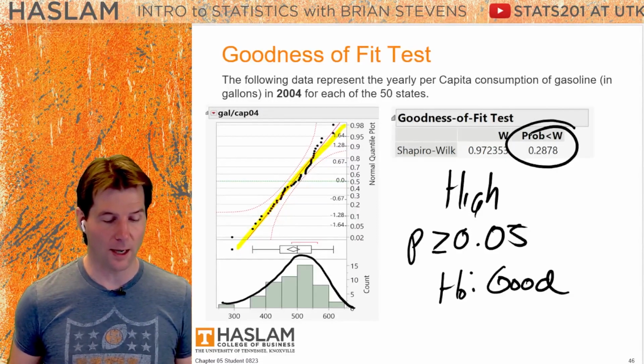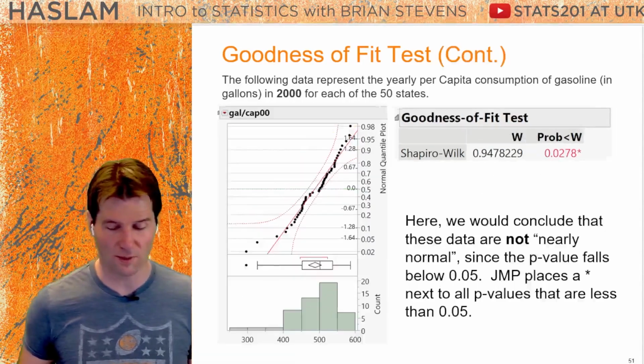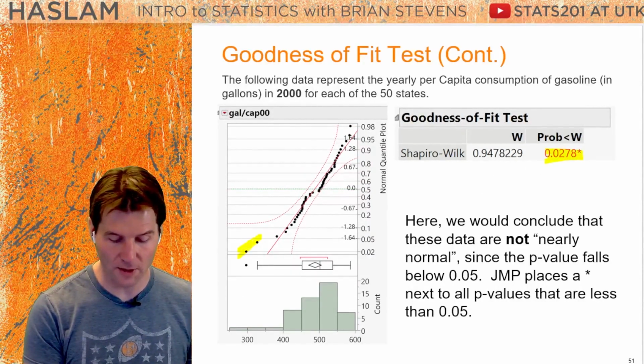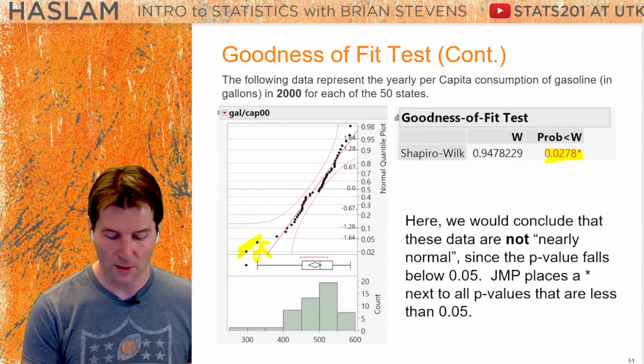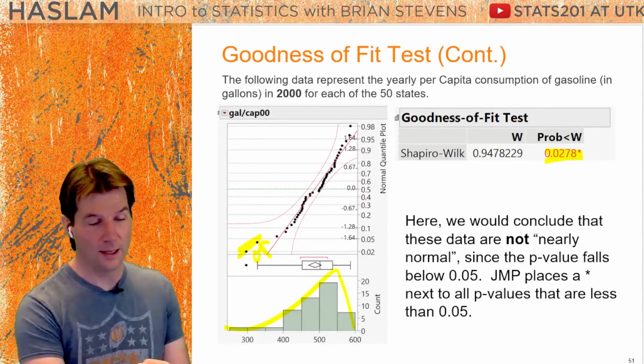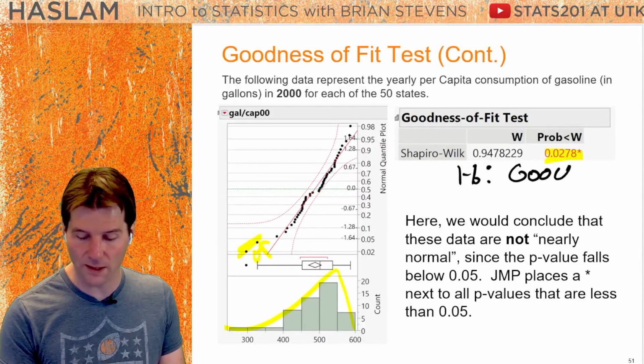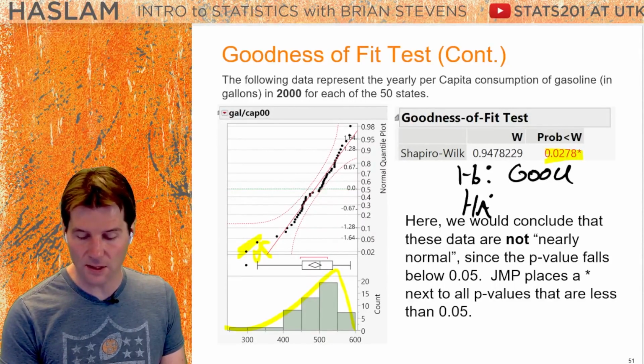But now, how could we respond if it wasn't normal? Take a look right here. Here you see more outliers, things that deviate away more. You see a little bit of a skew. And now we would say we reject the null. The p-value is low. I reject the null. I reject that it's a good fit. I have evidence it's a bad fit.